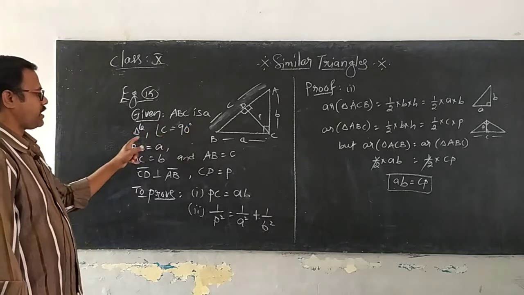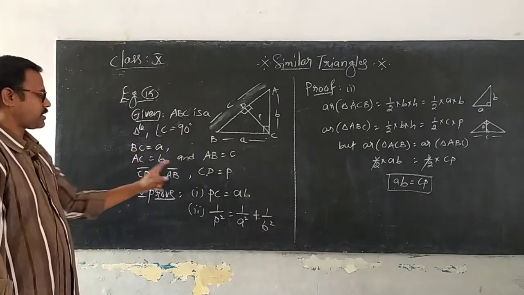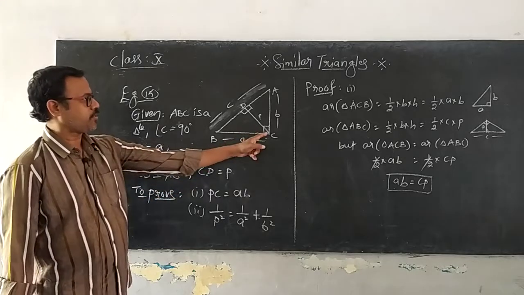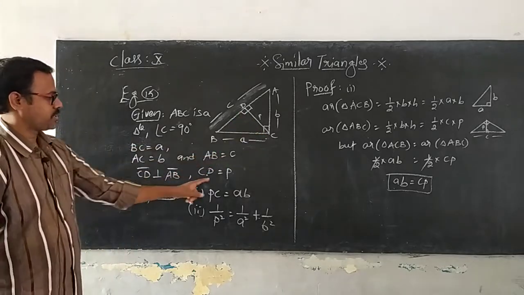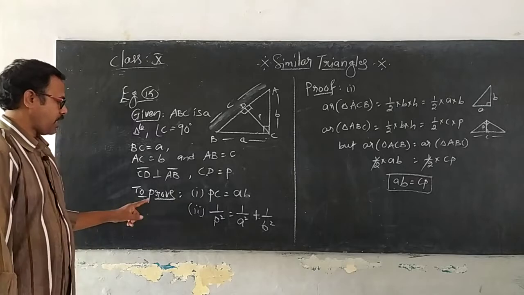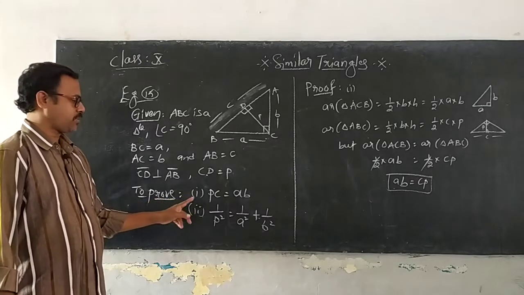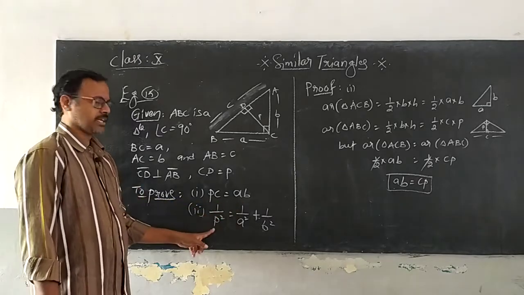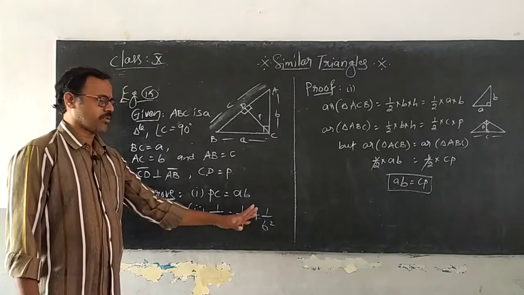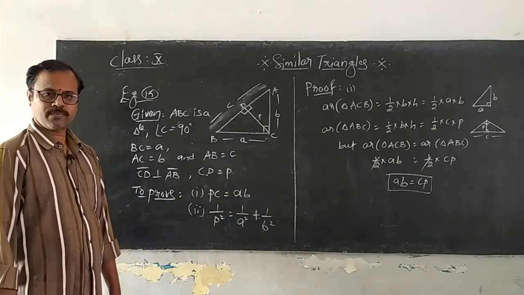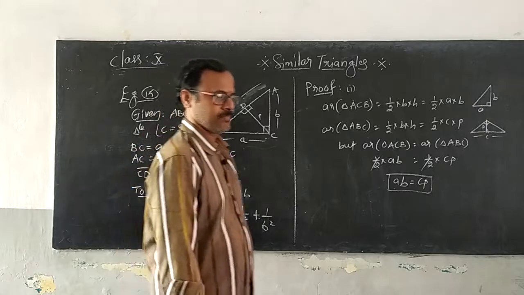ABC is a triangle, angle C is equal to 90, and the sides are mentioned. Here we have drawn the perpendicular CD, which is equal to p. Now we are asked to prove two things. The first one is pc = ab, and the second one is 1 by p square is equal to 1 by a square plus 1 by b square. Okay, so let's see the first question.